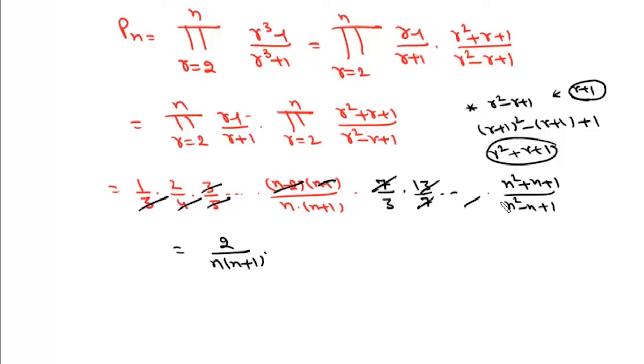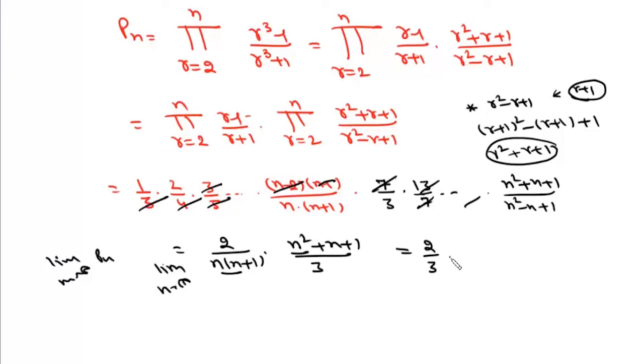So here we'll have n square plus n plus 1 divided by 3. Now if we take this limit, n tends to infinite Pn, it will be simply coefficient of n square in the numerator and denominator, which is 2 by 3. And that is the answer to this question.